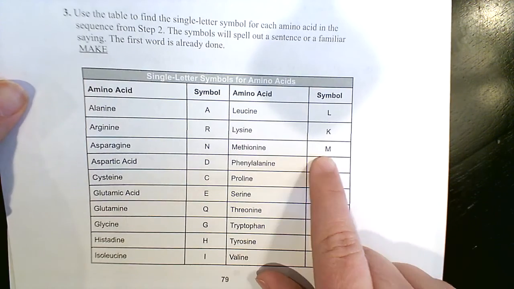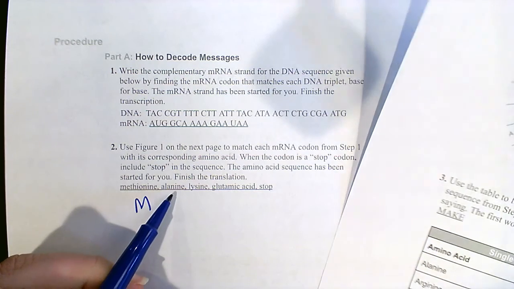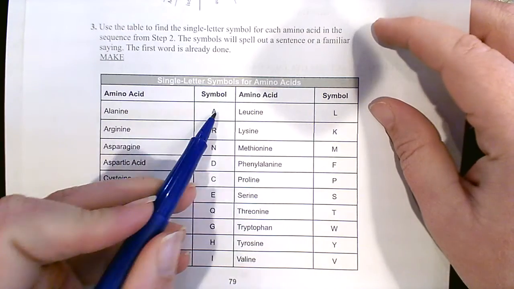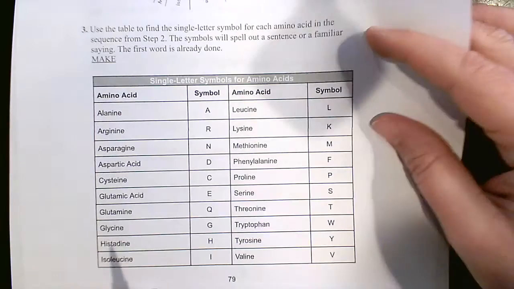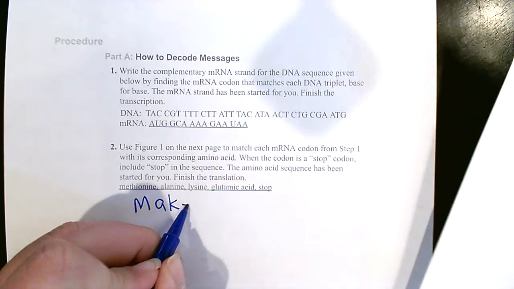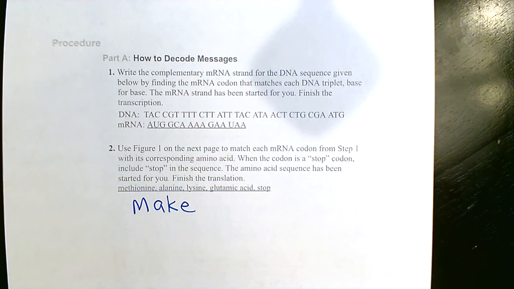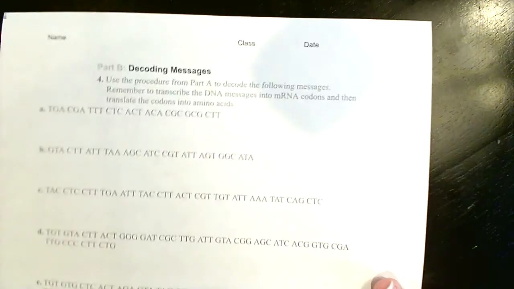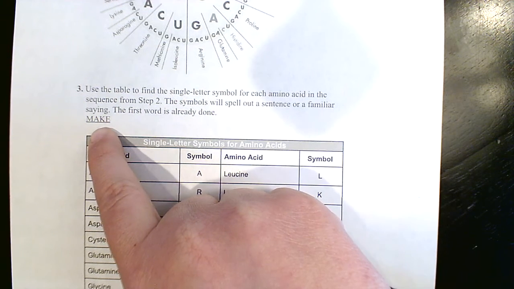Then they will use this code breaker to turn the amino acids into a message. Methionine is an M. So I would go M. Alanine, look at my code, alanine is an A. Lysine, look back at my code, lysine is a K. And glutamic acid is an E. So the first word of this code is make. The first word's already done. Make.